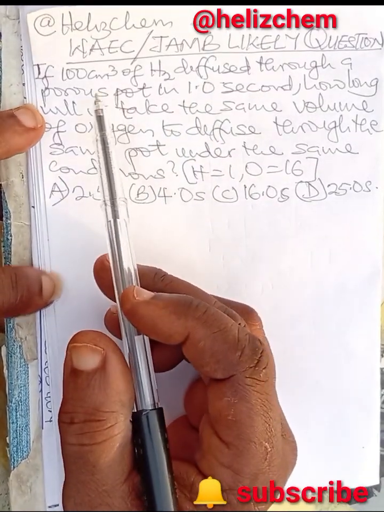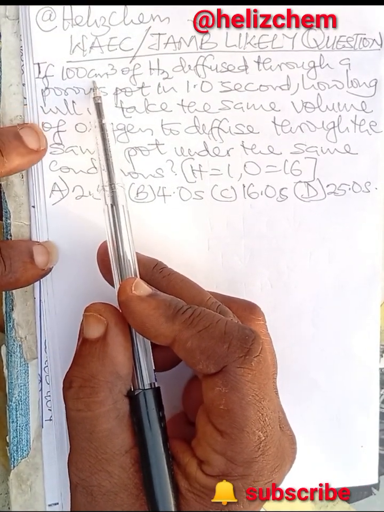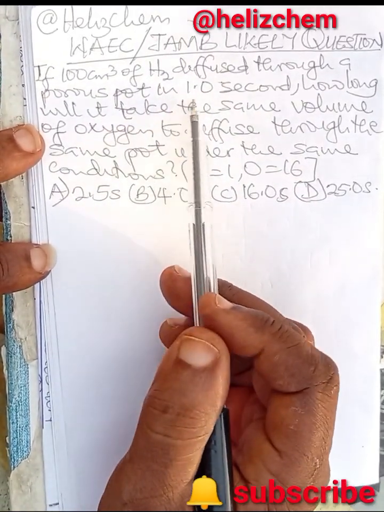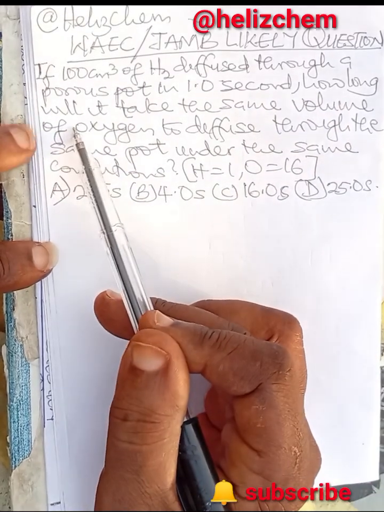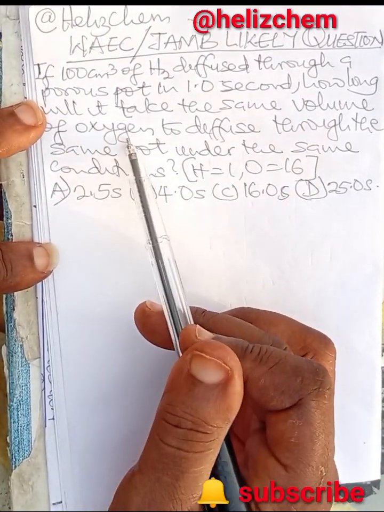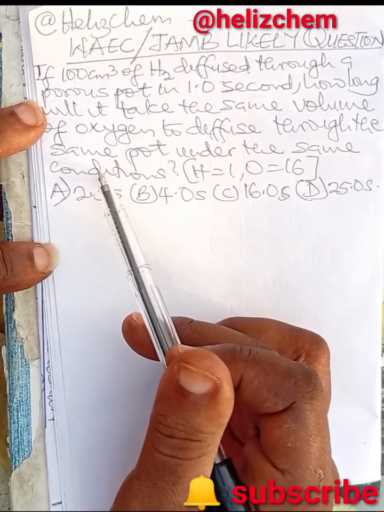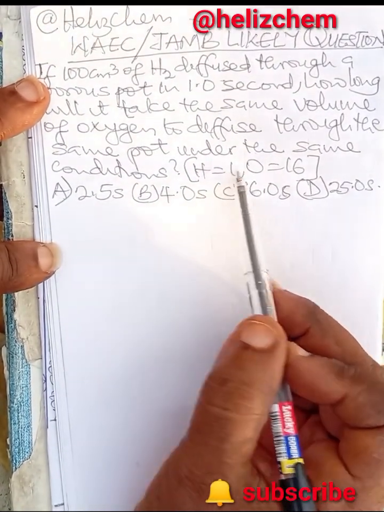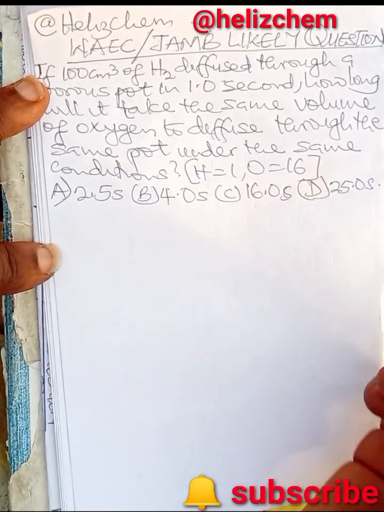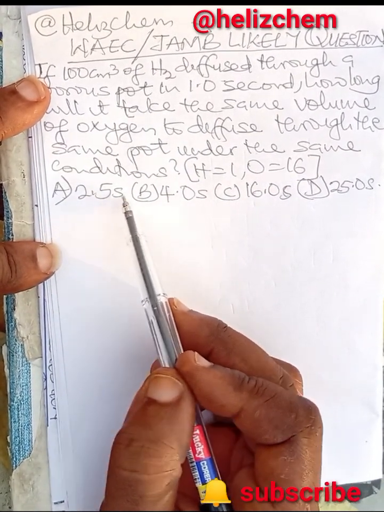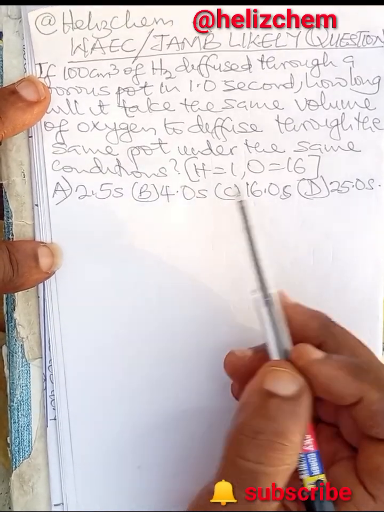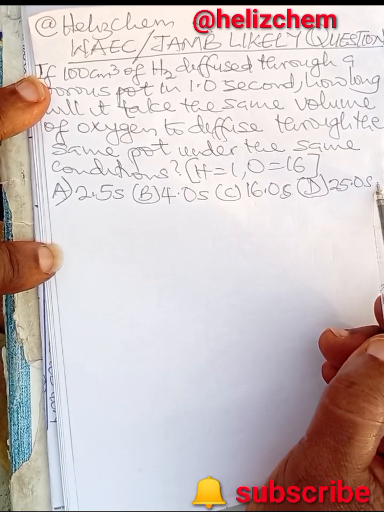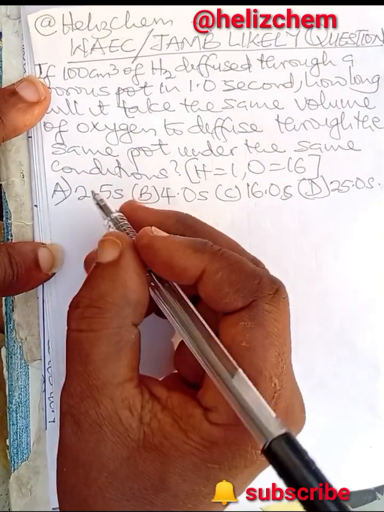What is the question? If 100 cm cube of hydrogen diffused through a porous pot in 1.0 seconds, how long will it take the same volume of oxygen to diffuse through the same pot under the same conditions? You are given hydrogen to be 1, oxygen is 16, and the options are A 2.5 seconds, B 4.0 seconds, C 16.0 seconds, D 25.0 seconds. Let's look at the solution.